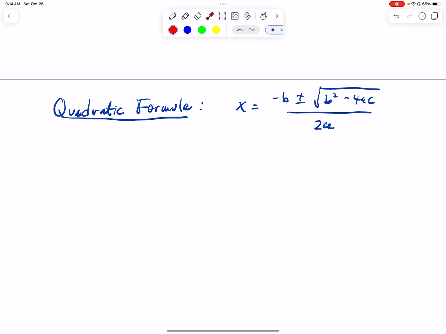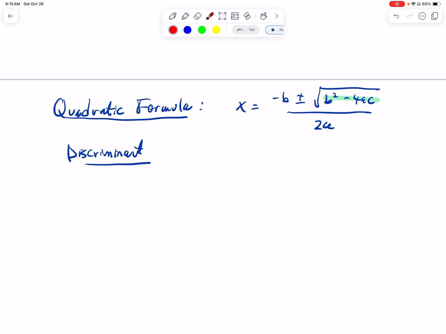However, you may remember that when this thing inside the square root, which we call the discriminant, is less than 0, you're taking the square root of a negative number. The square root of a negative number is not a real number, and so that's what gives us no real solutions.